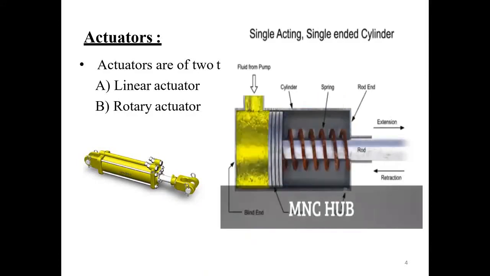A single acting cylinder is a cylinder in which the working fluid acts on only one side. It is a single acting, single ended cylinder, meaning only one connecting rod is connected to the piston, and single acting means there is only a single port through which high pressure oil comes in and goes out of the actuator. That's why it is called single acting. And why single ended? Because only one connecting rod is connected on only one side of the piston.